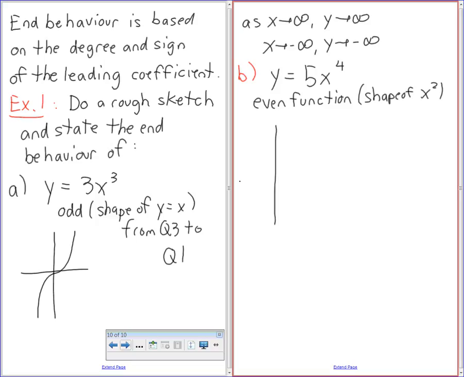And this is my rough graph. This is very rough. So this is going to be from quadrant 2 to quadrant 1, if you want to use quadrants there.